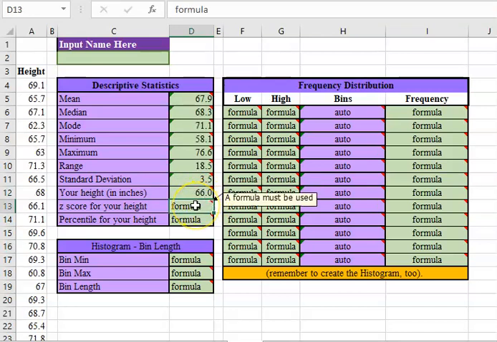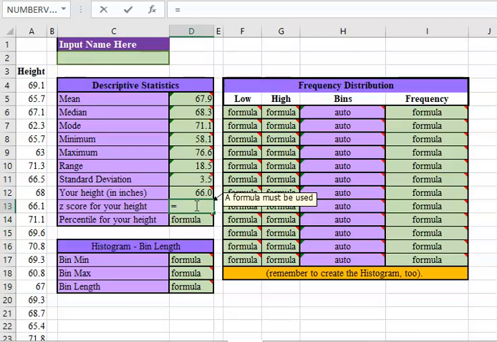That's my height, 66 inches. To find the z-score, I would like to talk a little bit about the z-score. Z-score is the distance between a data point and the average value, and z-score is expressed in the number of standard deviations. So z-score tells us how many standard deviations we have between the data point and the average value.